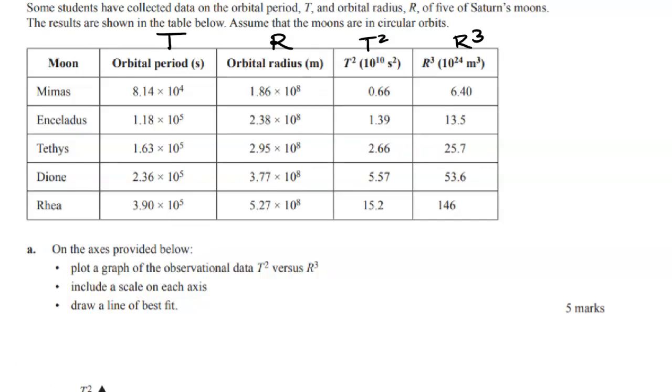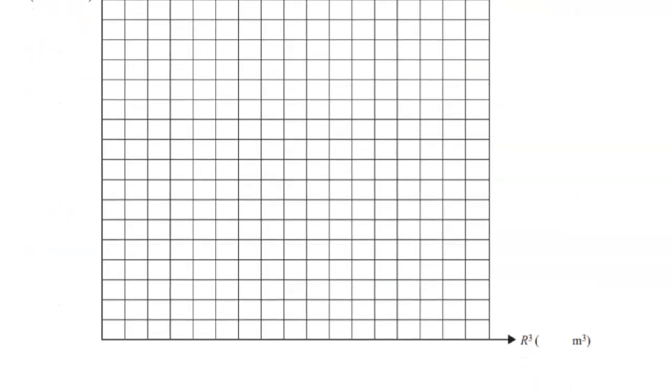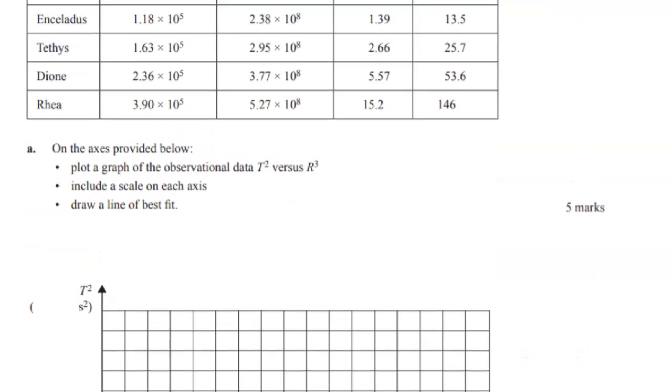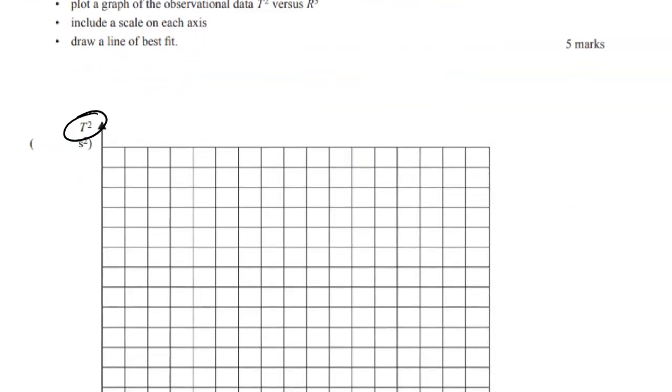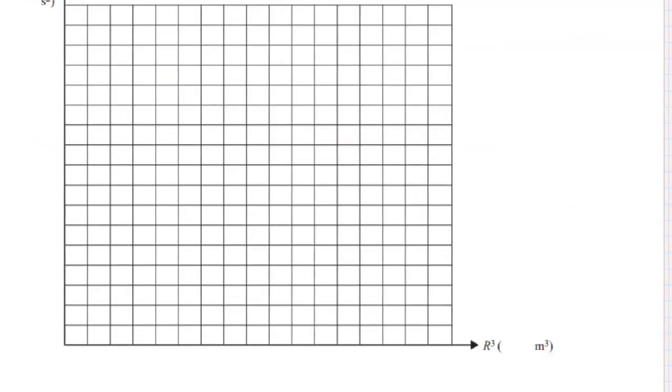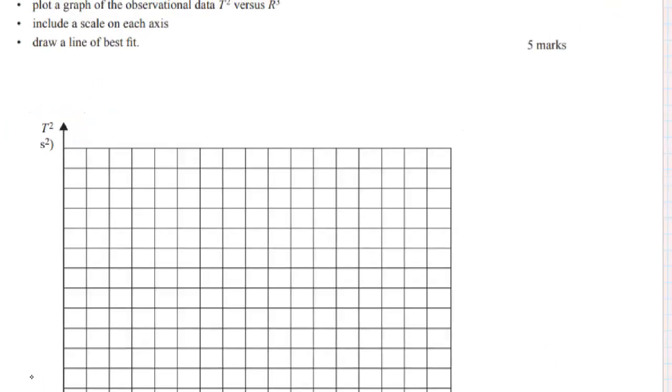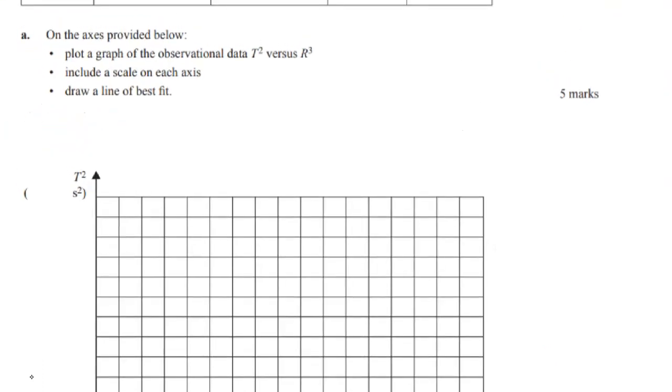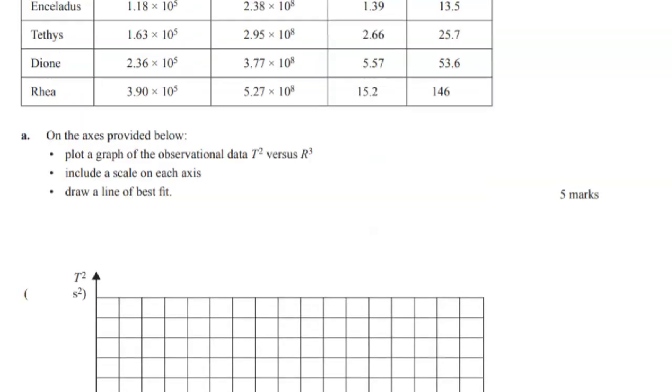Okay. So we have been provided with a set of axes here. And we need to plot a graph of the observational data t squared versus r cubed. So very kindly, they've told us that this axis needs to be t squared and this axis needs to be r cubed. We're not going to reverse those. Or at least try not to, please. We need to include a scale on each axis and we need to draw a line of best fit. So we definitely need our pencils out ready to go, and we'll need our rulers in a moment too.